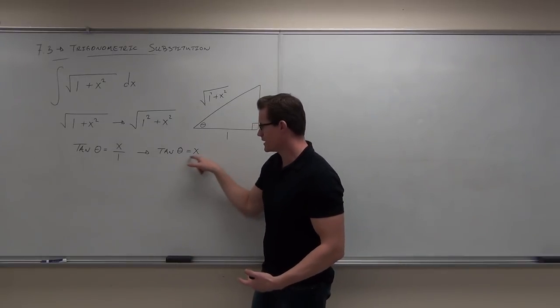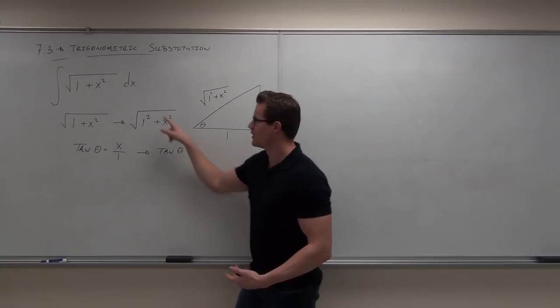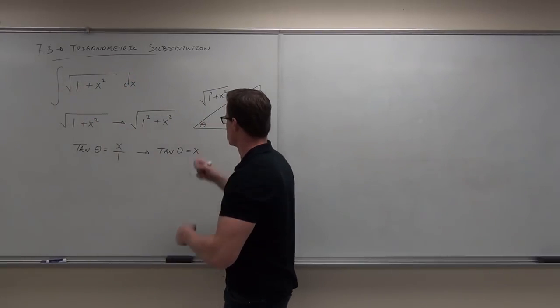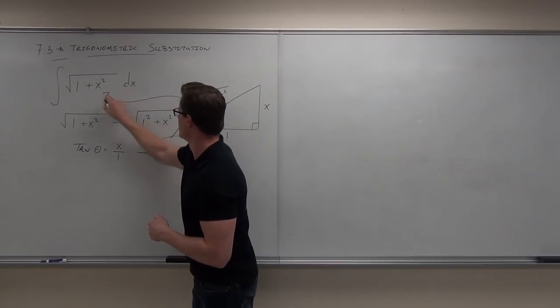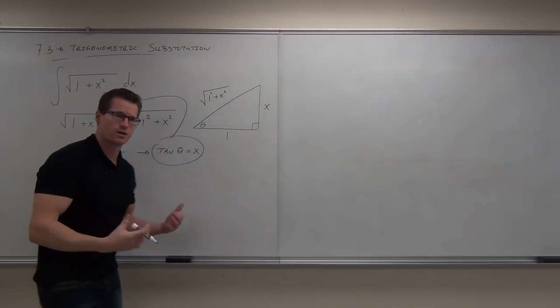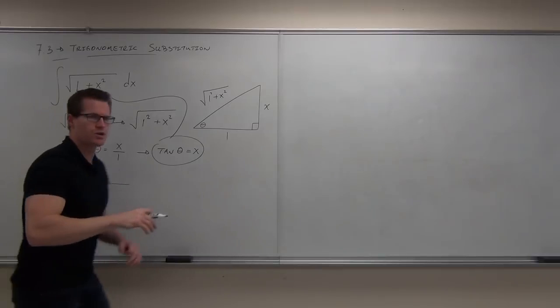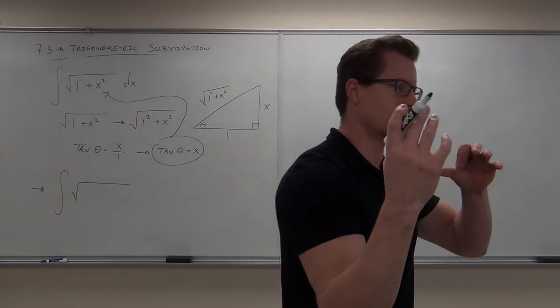You agree that tan theta equals x, correct? Tan theta equals x. That allows us to do a trigonometric substitution. So we'll have an integral. We'll still have a square root. Notice we're not substituting for the square root. We can't do that because there's nothing to get the derivative away.